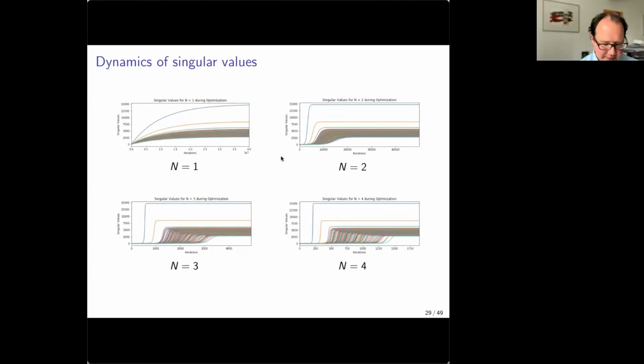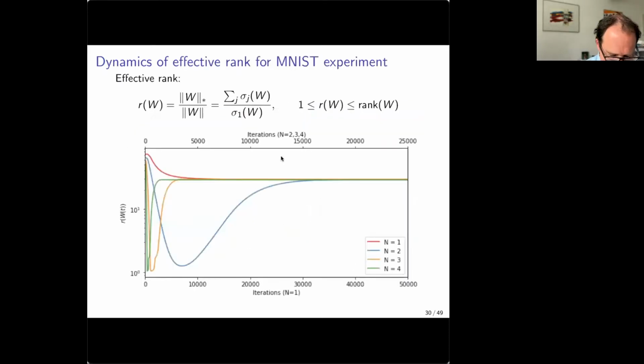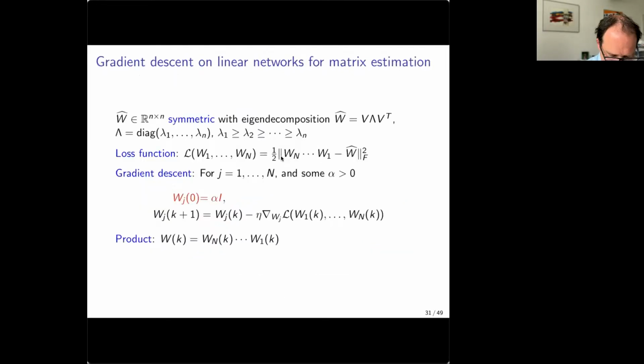So it seems that this factorization leads to the fact that if you look at the dynamics, the first singular values are preserved first, and so you actually get low rank approximations on the way. And this is a similar plot for the effective rank, but okay, let me skip over that. So again, this is the setup.